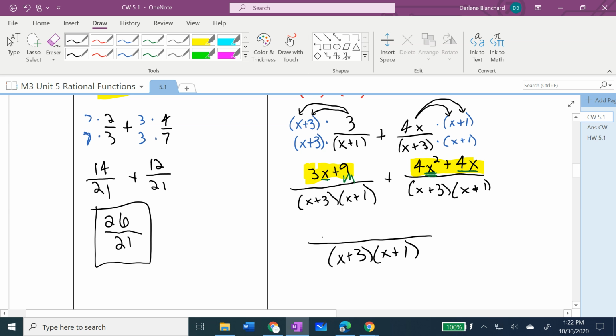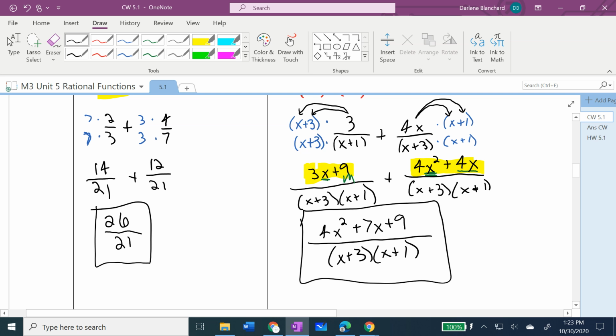So I'm going to write the polynomial in descending order. So the 4x squared has the highest degree exponent. And then next down are the x's. 3x plus 4x makes 7x. And then the lonesome 9. And that is good enough.